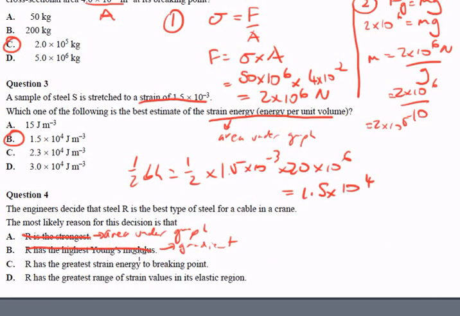R has the greatest strain energy to breaking point. Now, strain energy, is what we've looked at here, is the area under the graph. We already know that's not true. It doesn't have the biggest area under the graph.